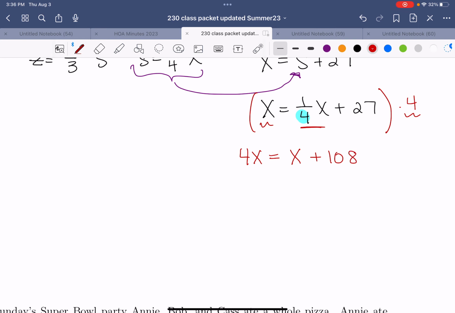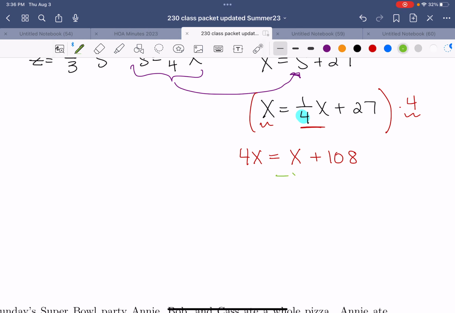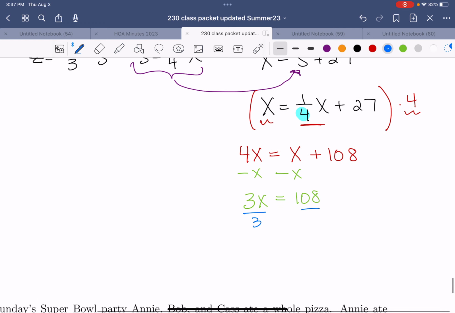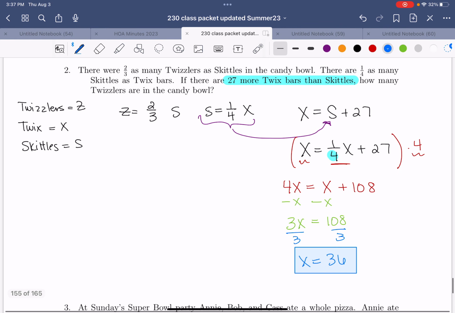Now I can combine my 2 variables together. So I'm going to subtract my X from both sides. That's going to give me 3X on the left and a 108 on the right. And next I'm going to divide by 3 to get my answer for X. So if I take 108 by 3, X is then 36. Okay, now that gets me my X.